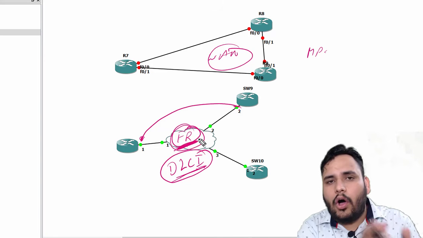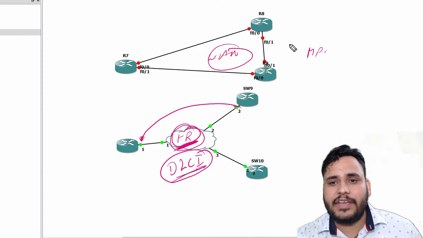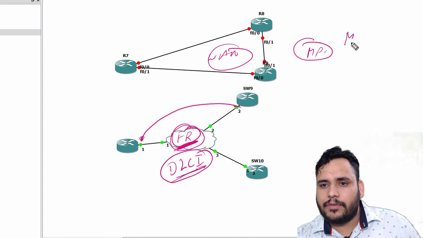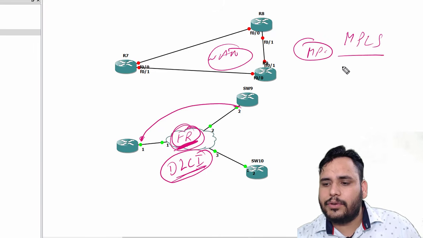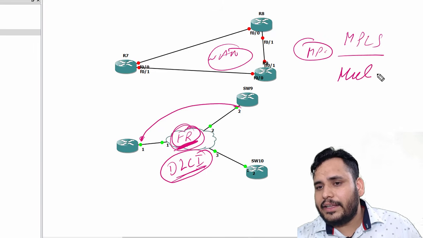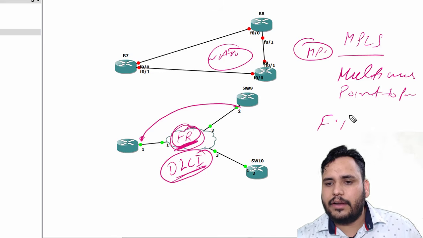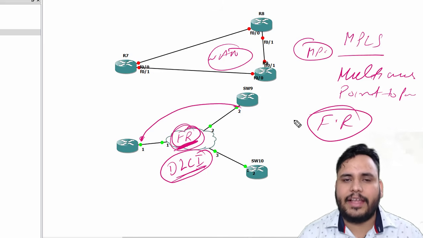So these are all the network topology architectures. I will rewrite it. First of all, you can use an MPLS design. After that, multi-access we have discussed. You can get point-to-point WAN also, and after that you can get frame relay WAN design. Thank you so much.